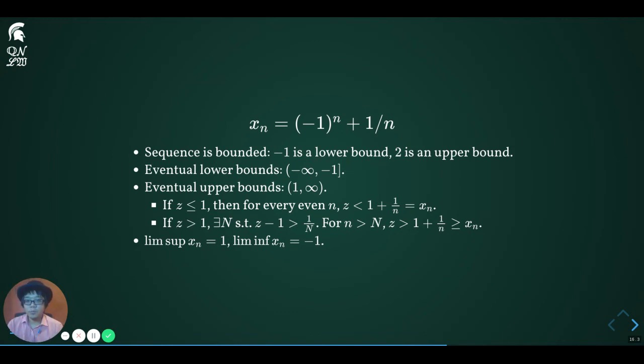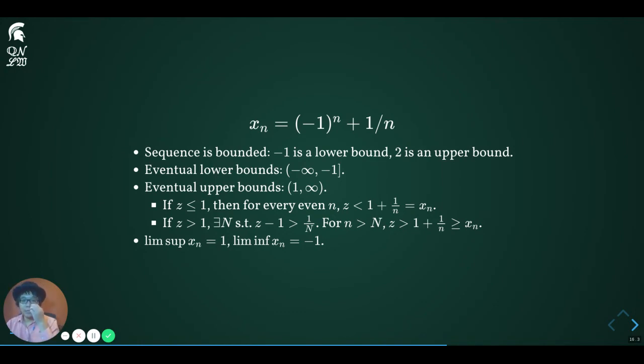First, we show that if z is less than or equal to plus 1, then z cannot be an eventual upper bound. This is because at every even n, x sub n is equal to 1 plus 1 over n and strictly bigger than 1. So given any capital N, we can find a later index, say twice capital N, which is even and for which x sub twice capital N is strictly larger than z, disproving z from being an eventual upper bound.